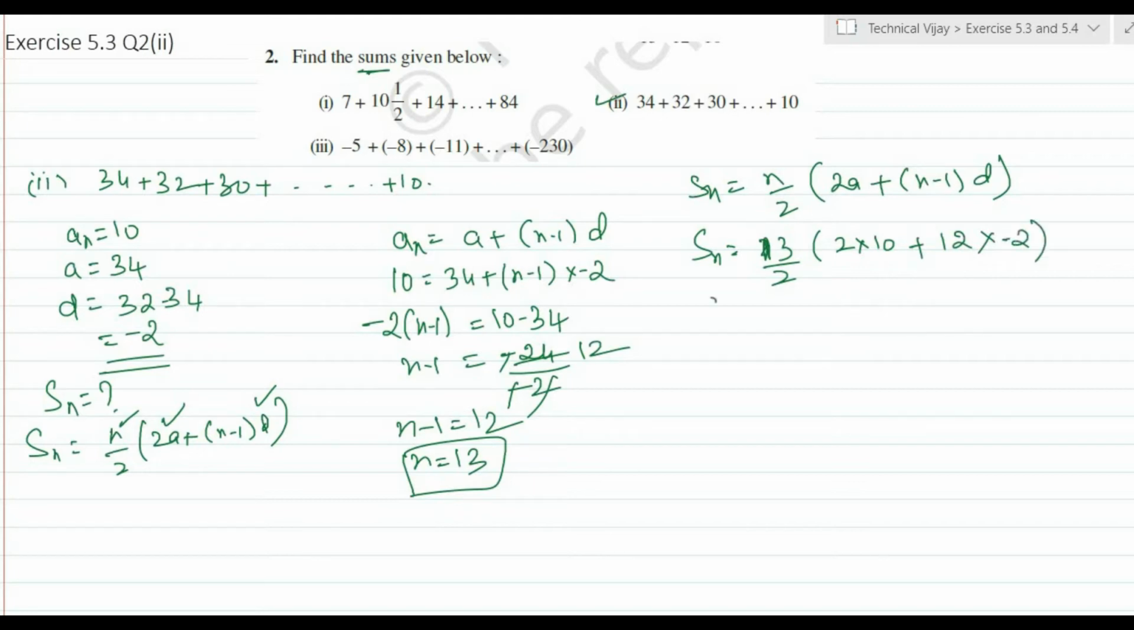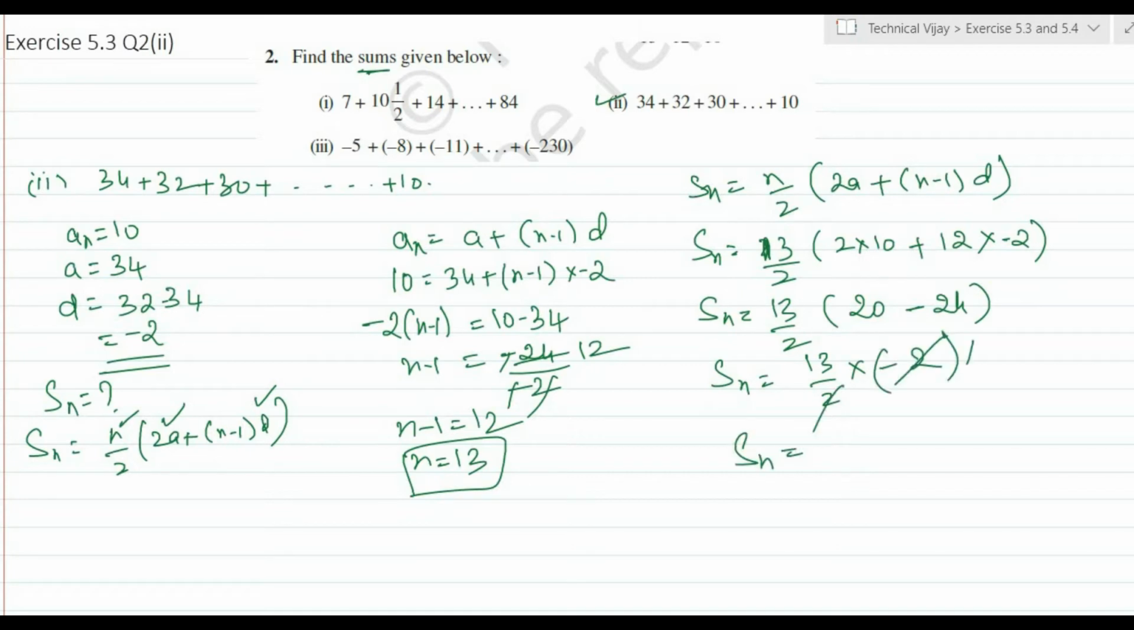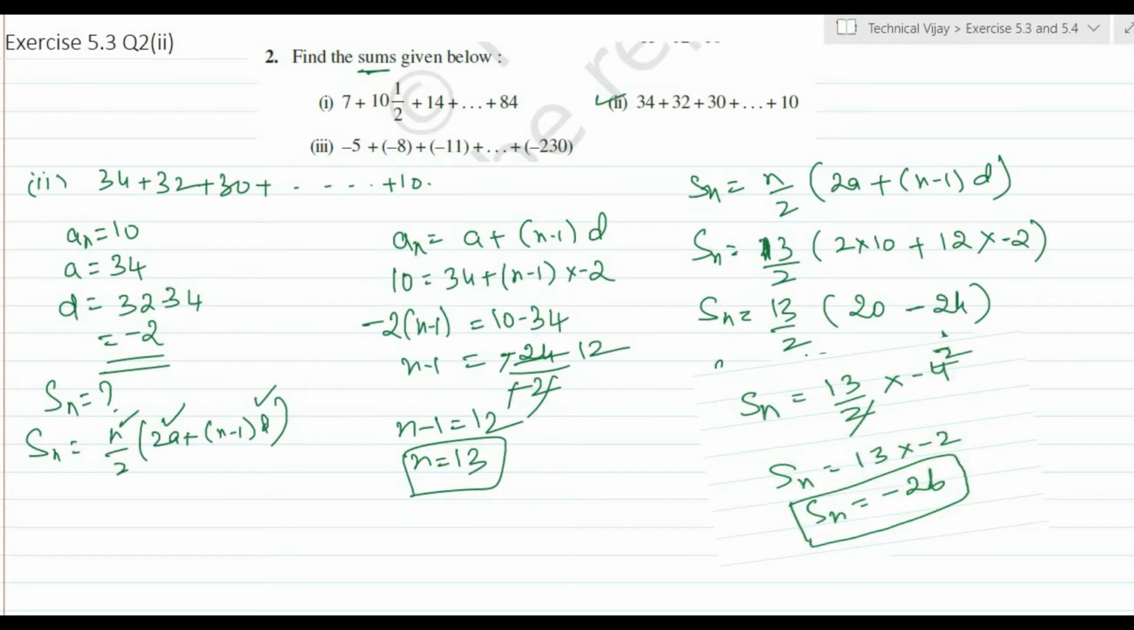Okay. So Sn is equal to 13 divided by 2 into 20, and here minus 12 into 2, that is 24. So Sn is equal to 13 by 2 into minus 2. The 2s cancel, so minus 13. So the sum of this series is equal to minus 13.